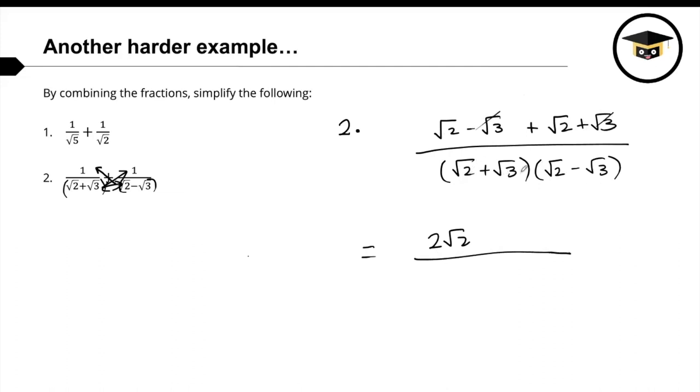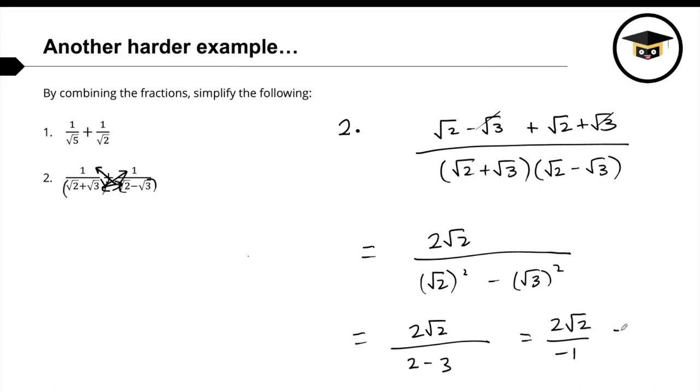Now here we have a difference of squares. We have something plus something times something minus something. So it's going to be the first thing squared minus the second thing squared. So we have 2 root 2 on top over the square of root 2, which is 2, minus the square of root 3, which is 3. So we have 2 root 2 over negative 1, and that is simply equal to minus 2 root 2. That would be our final answer for question 2. Hopefully you've learned the crisscross rule in this video, and you've also learned how to use the difference of squares, which is very important for the next video where we talk about rationalizing the denominator.